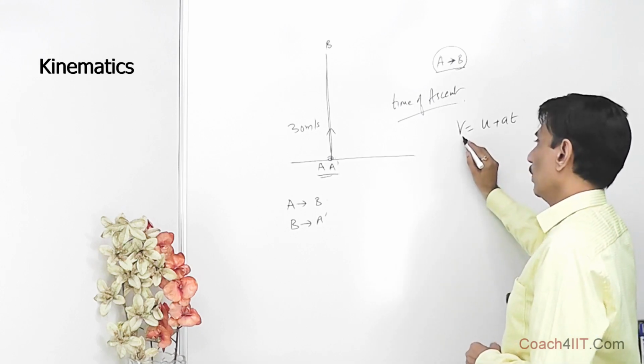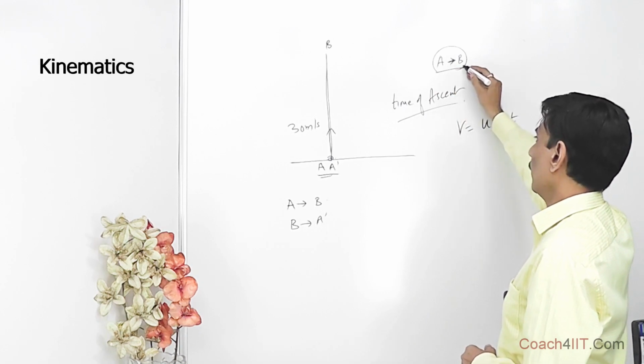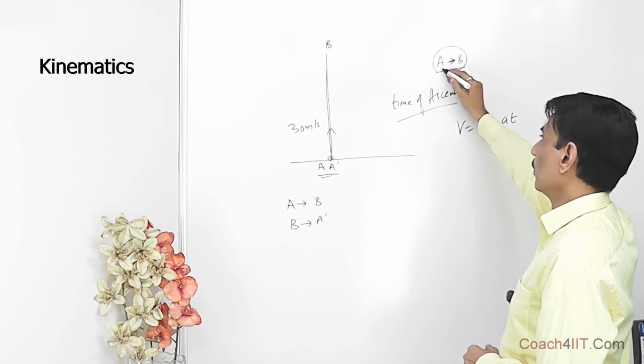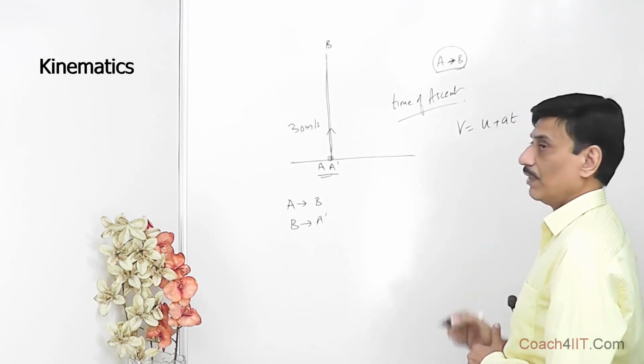What is V, the final velocity? Final velocity at the final point, that is the B point. This is the initial point, this is the final point. Velocity at the initial point will be called initial velocity. Velocity at the final point will be called final velocity. So V stands for final velocity.